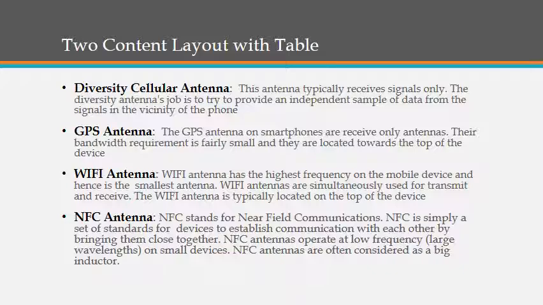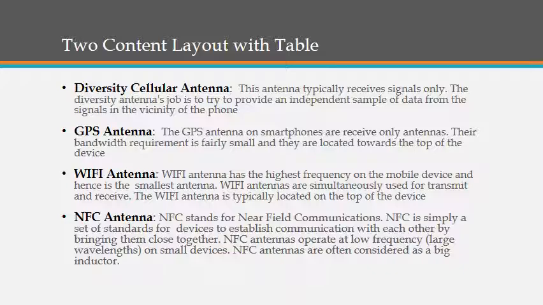Wi-Fi antennas have the highest frequency on the mobile device and hence are the smallest antennas. Wi-Fi antennas are simultaneously used for transmit and receive. The Wi-Fi antenna is typically located on the top of the device with the GPS antenna. NFC antennas. NFC stands for Near Field Communications.